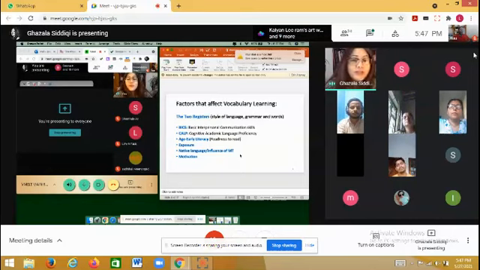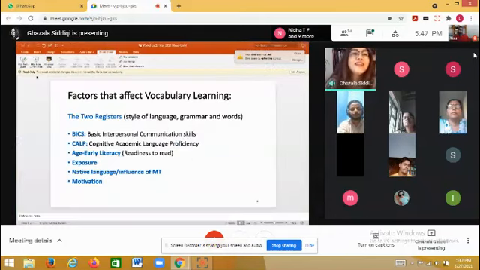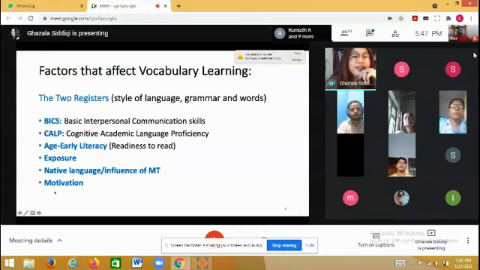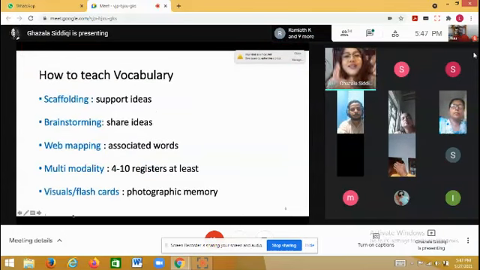So the influence of mother tongue is important. And finally, one very important thing is motivation. It's very important for a teacher to keep motivating the child. Without motivation, things don't work. It's really, really important. Okay, these are some of the ways how to teach vocabulary.